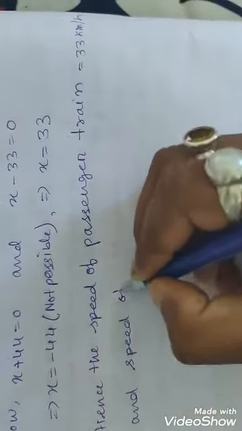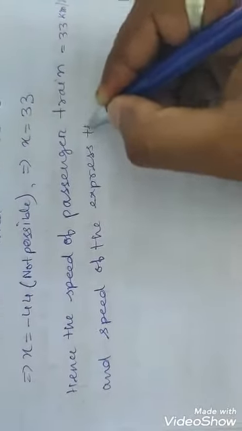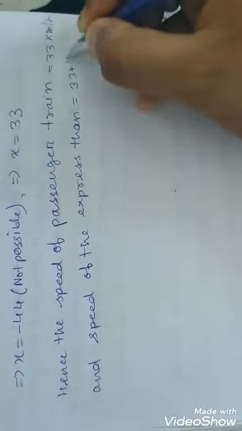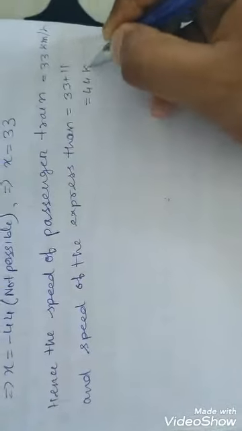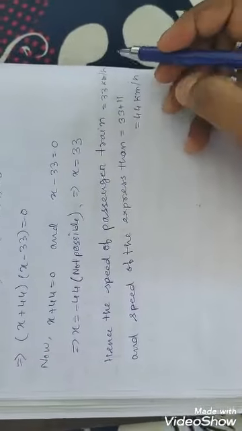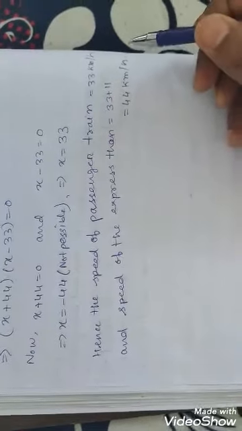And the speed of the express train will be 33 plus 11, that is 44 kilometer per hour. We know the speed of the express train is always more. Okay, do you understand? Have you understood? So finally we get the speed of the passenger train is 33 km per hour, and the speed of the express train is 44 km per hour. Thank you.